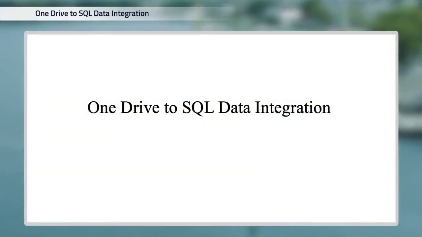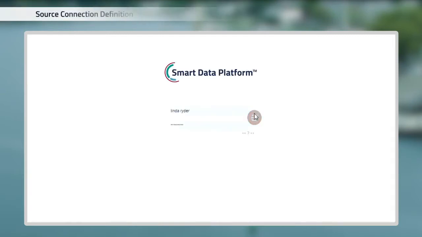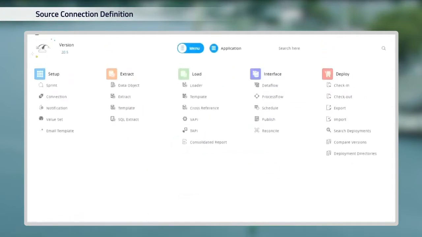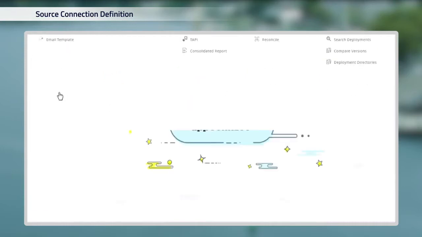In this demonstration, we are going to see OneDrive to SQL data integration. Let's see how to configure data object, loader, and data flow to integrate the data from source to target. Before creating a data object, we want to ensure that the respective source connection is available. If not, we need to create a new connection.